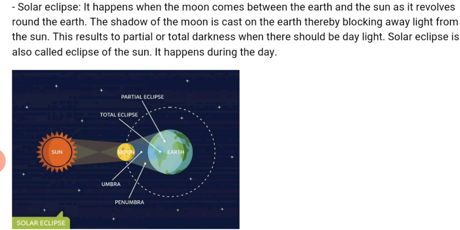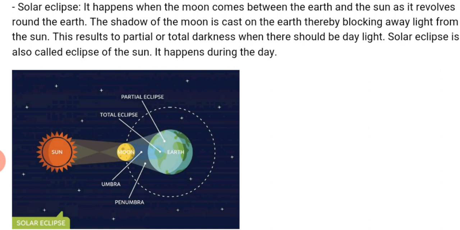There's a picture of such shown on our screen. We can see the picture of the sun. We can also see the picture of the moon and the picture of the earth. The moon comes between the earth and the sun, thereby blocking the sun rays or the sunlight from the sun to reach some part of the earth.